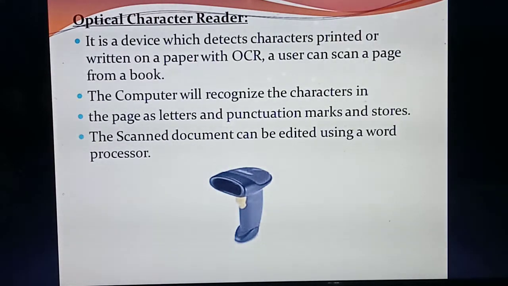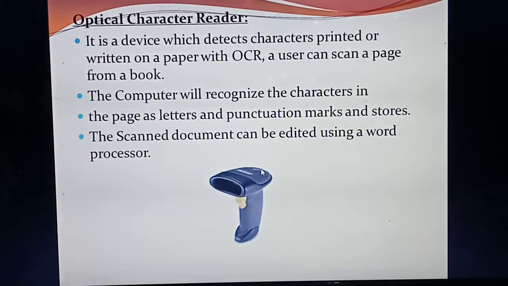Short form is OCR. Okay, so this is the image of the OCR. This also you might have seen in films and all, or in supermarkets or big malls. Have you seen? So they have this OCR reader. Each and every item has some barcode, and using this one you can read it. So what do you mean by OCR? Optical character reader. Okay, so this device is mainly used to detect the characters printed on paper.